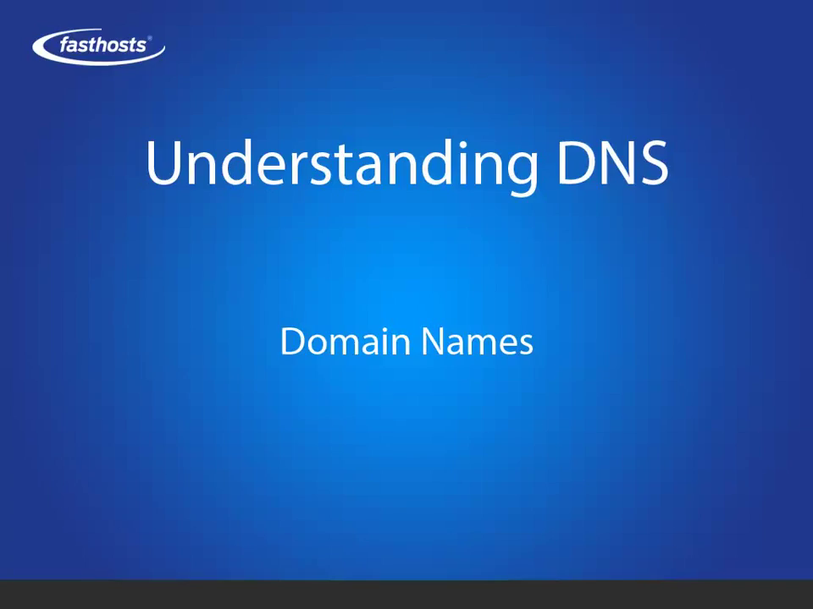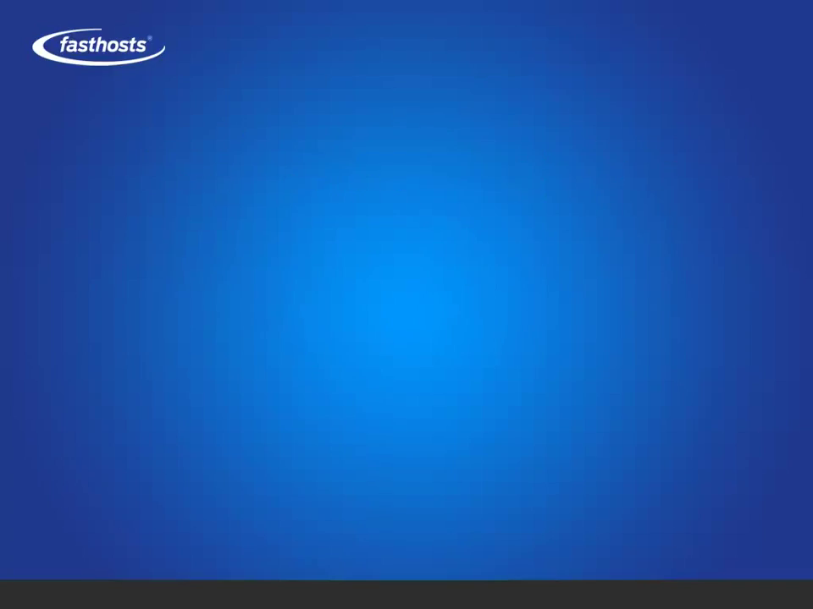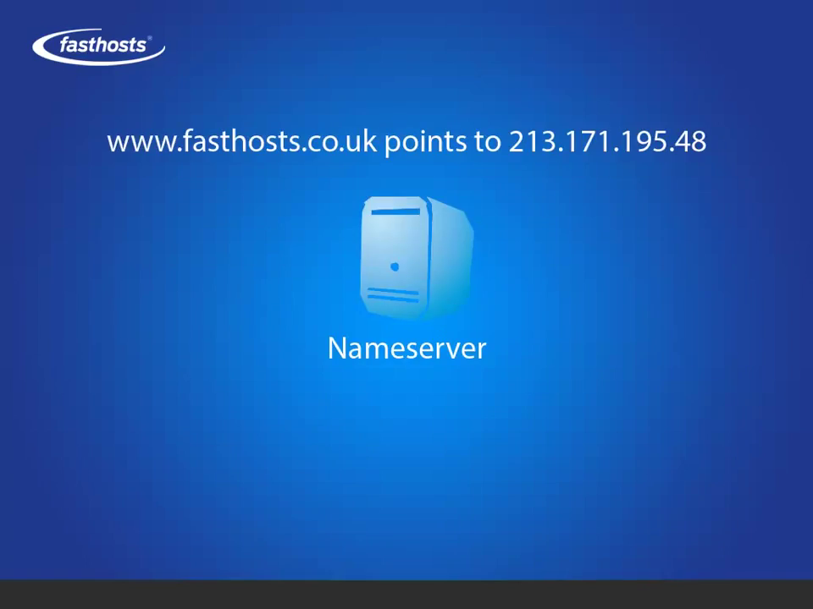Now we know where the DNS records for your domain can be found, we'll take a look at the actual information that is stored. On the name server you specified when you registered your domain, there will be a series of DNS records for your domain known as A records. These A records are what will tell your computer where to find the website. An A record looks something like this.